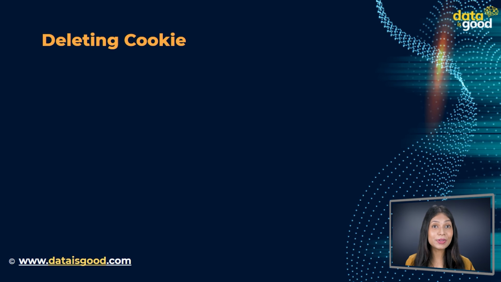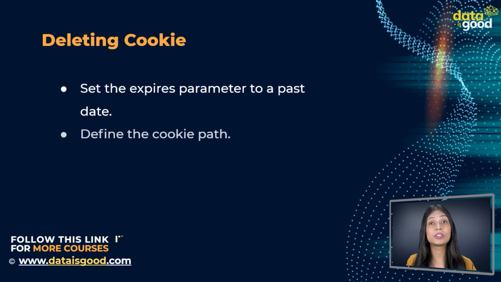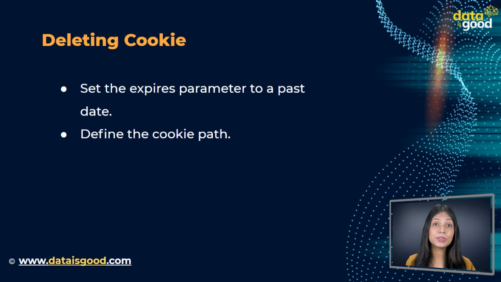You can delete a cookie as well. Now, deleting a cookie is very simple. You don't have to specify a cookie value when you delete a cookie. Just set the expires parameter to a past date. But remember, you should define the cookie path to ensure that you delete the right cookie. Some browsers will not let you delete a cookie if you do not specify the path.